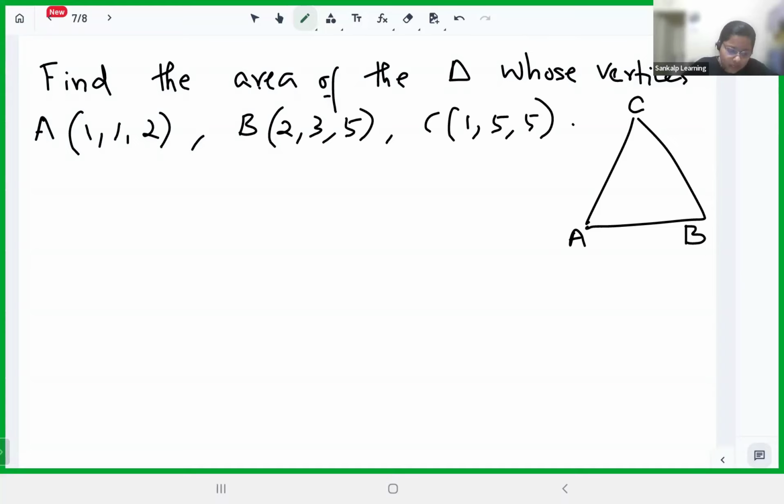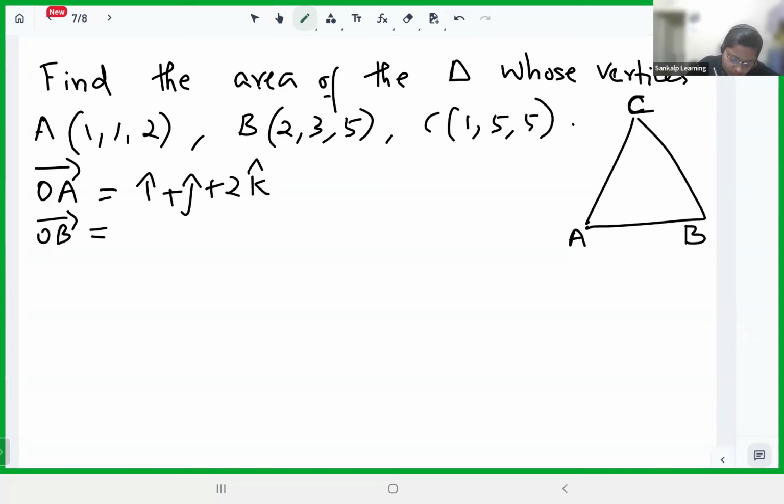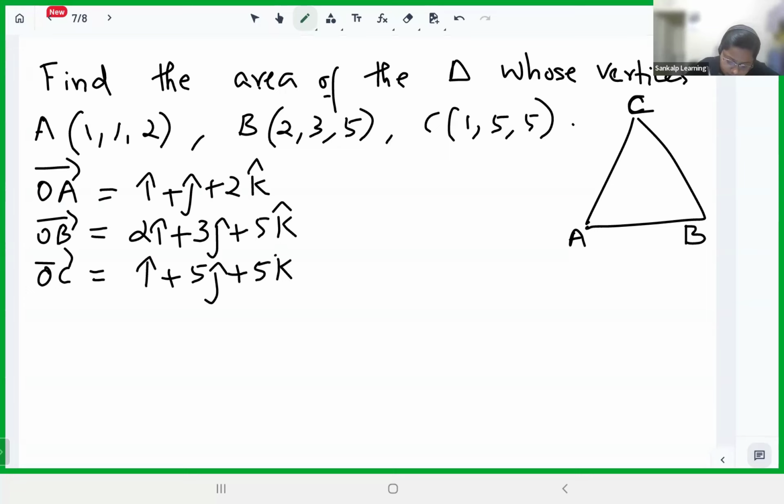Now, since they have given the points or position of the vertices, we can find out the position vector of each vertex. Vector OA is equal to i plus j plus 2k. Vector OB is equal to 2i plus 3j plus 5k. And vector OC is equal to i plus 5j plus 5k.